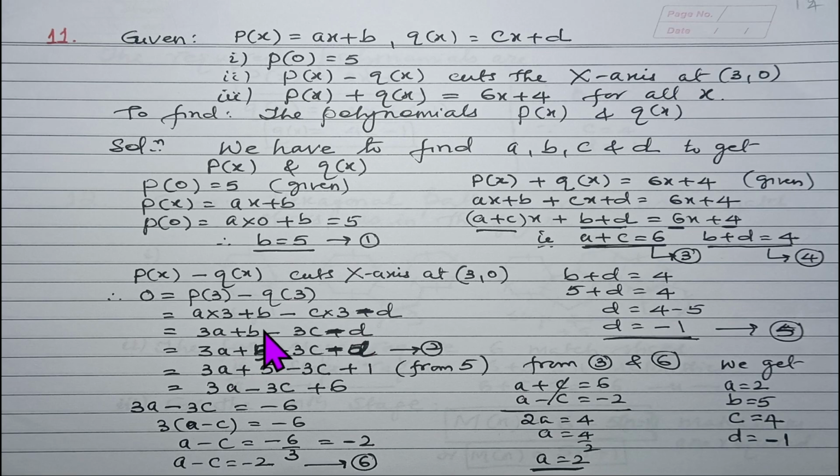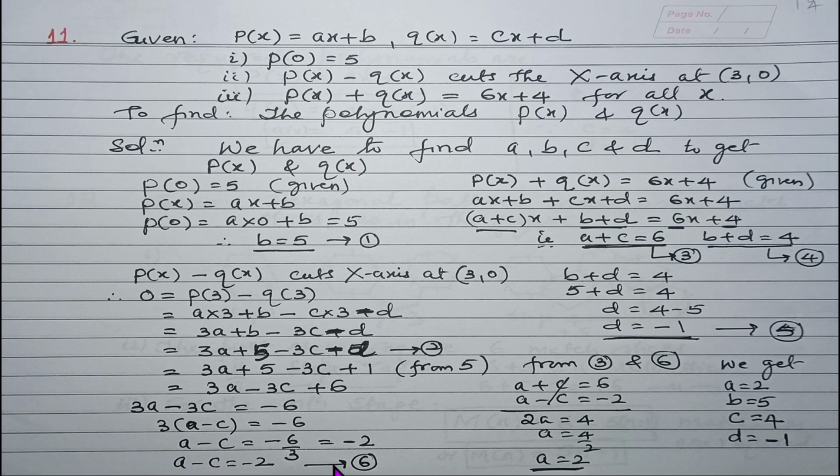That means 3a plus b, we have got the value of b here, 3a plus 5 minus 3c minus d, but we know that d is minus 1, so putting the value of d here as minus 1, I get minus of minus becomes plus 1, and 3a minus 3c plus 5 plus 1 becomes plus 6. Now 3a minus 3c is equal to minus 6, taking 6 that side, so 3 of (a minus c) is equal to minus 6, a minus c is equal to minus 6 by 3, and we have a minus c is equal to minus 2.